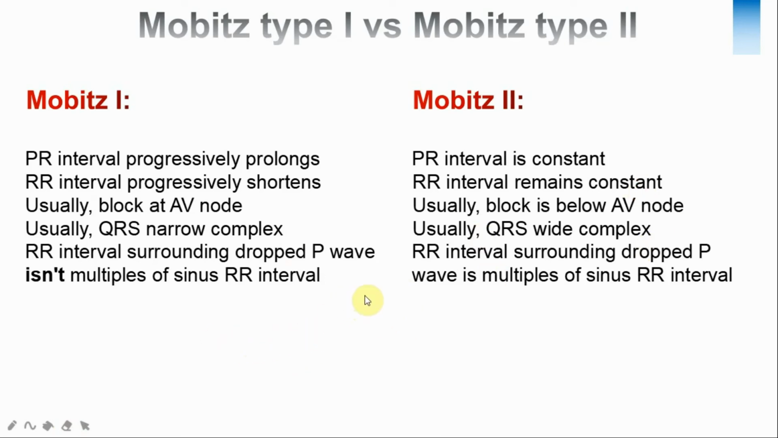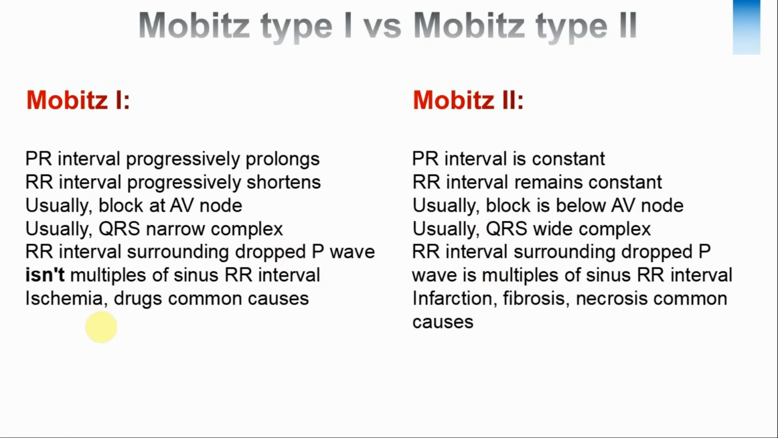That is very interesting. Now, as I mentioned, the commonest cause of Mobitz type 1 is myocardial ischemia, but not infarction, and drugs like beta blockers, calcium channel blockers, and digoxin. In Mobitz type 2, usually myocardial infarction, fibrosis, and necrosis are the common causes. But again, that does not happen in 100% of cases. We have shown you one 12-lead ECG with an inferior STEMI, inferior myocardial infarction, but they had just Mobitz type 1, not Mobitz type 2.